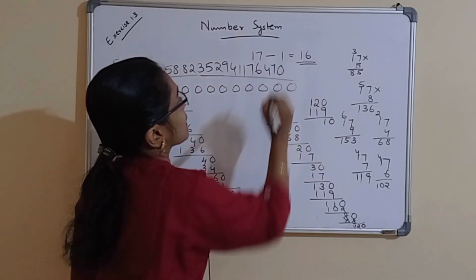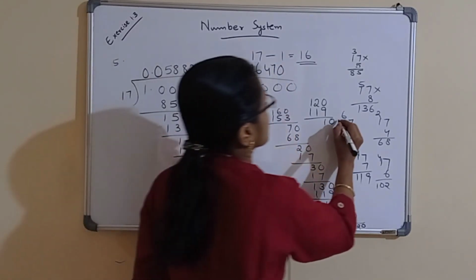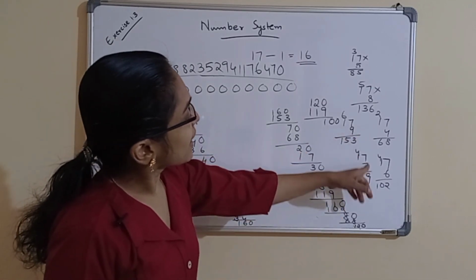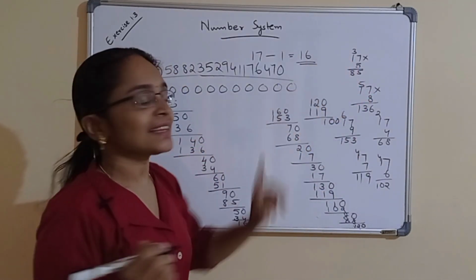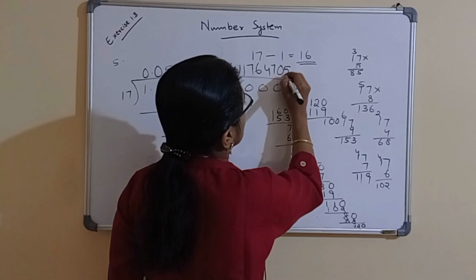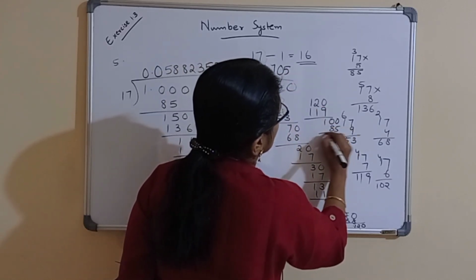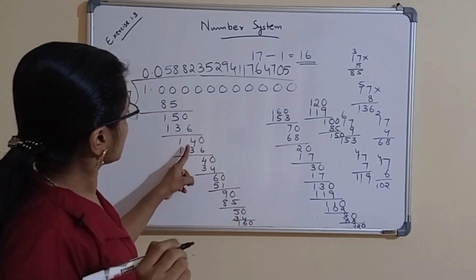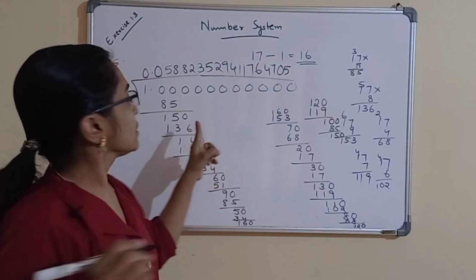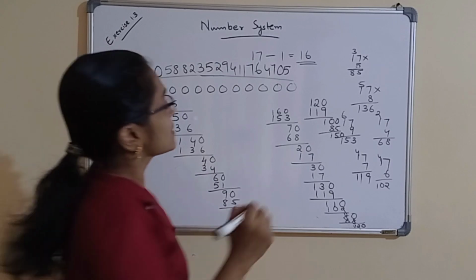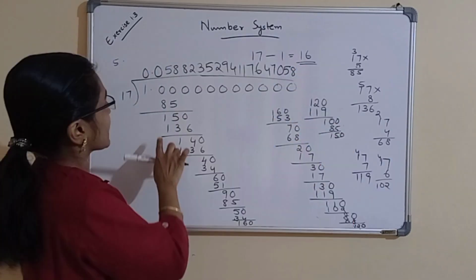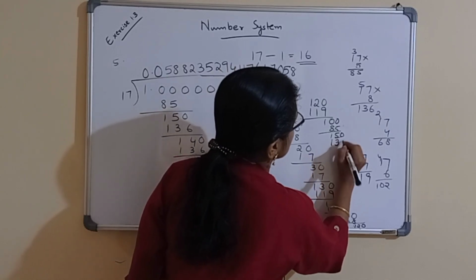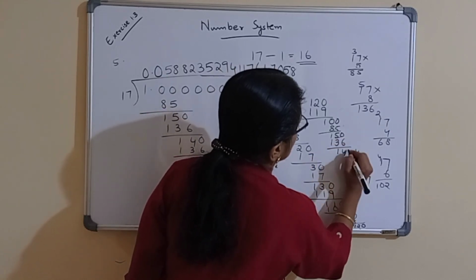0 times. Now bring 0 down and in 100 how many times will it go? We have 17 into 5 is 85. So 5 times, so 85 and 15 remainder. Now in 150 how many times will it go? 8 times. So 8 and we'll get 136. 8 into 17 is 136. 14 remainder.